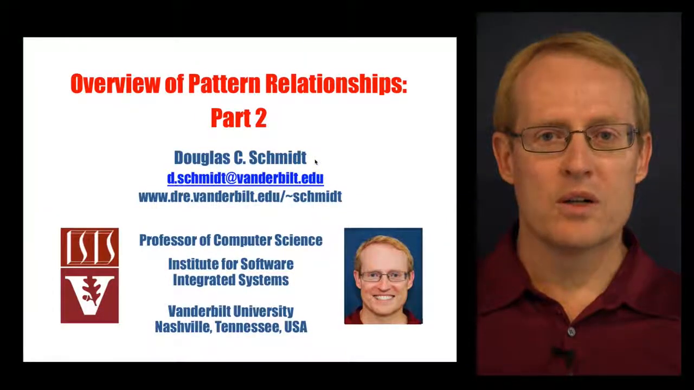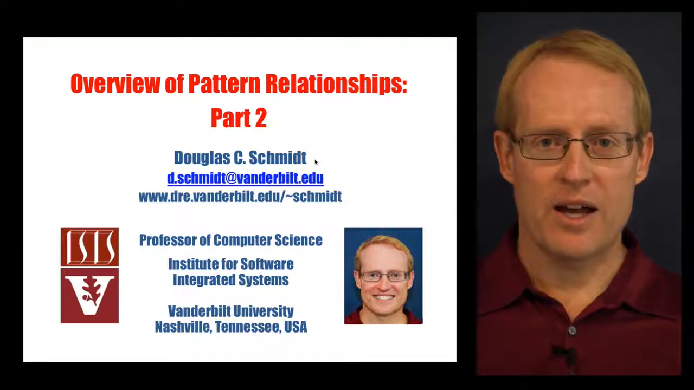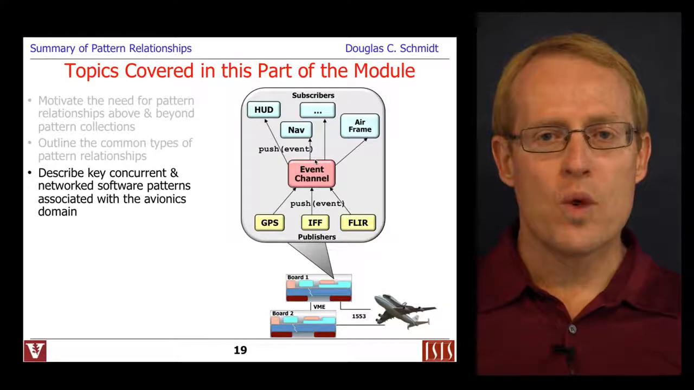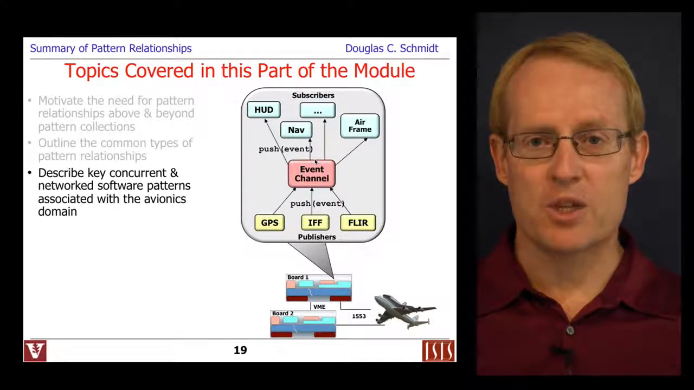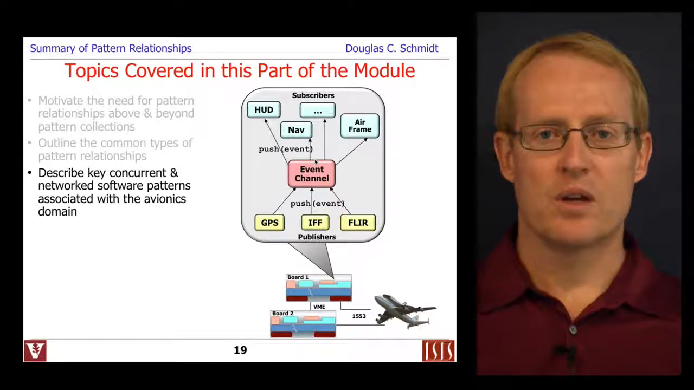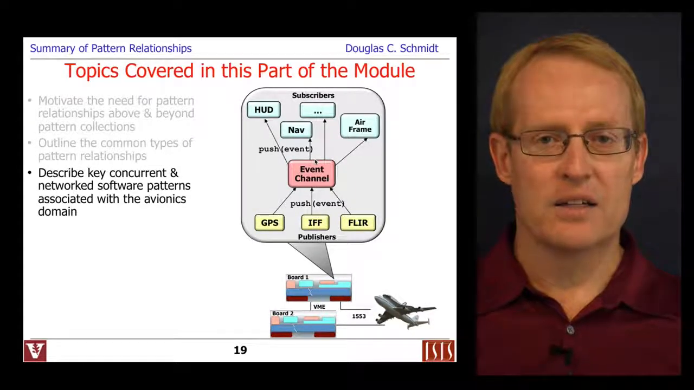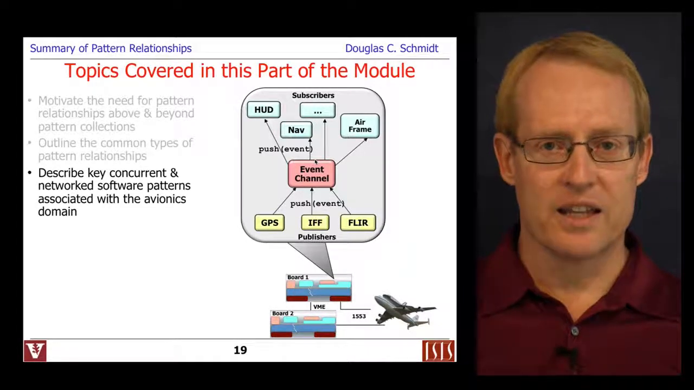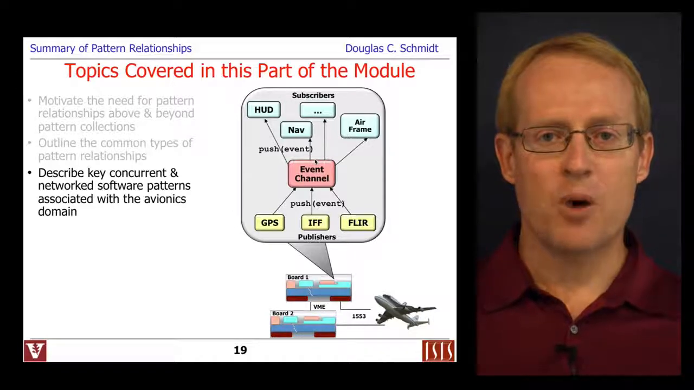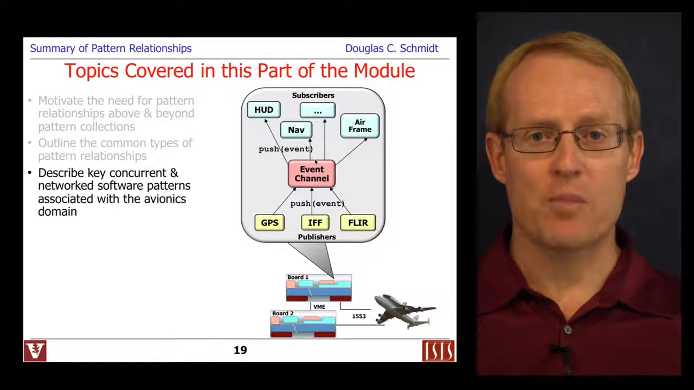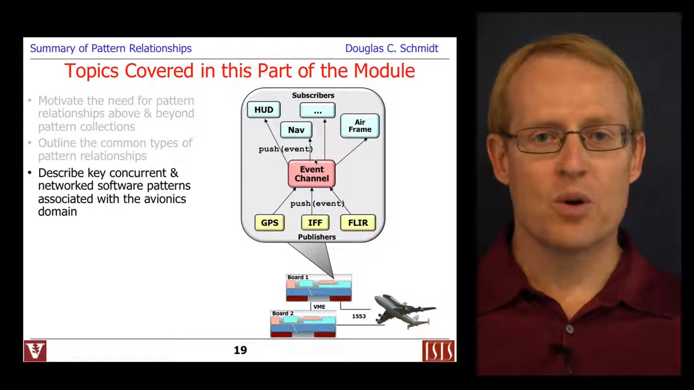Welcome to part 2 in the overview of pattern relationships. In part 1 of this series, we motivated the need for pattern relationships that go above and beyond traditional pattern collections. And we also outlined the most common types of pattern relationships that you'll find in the literature. In this part, we're going to describe some of the key concurrent and network software patterns associated with the domain of avionics control systems.